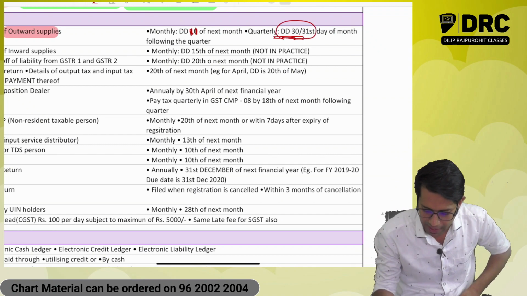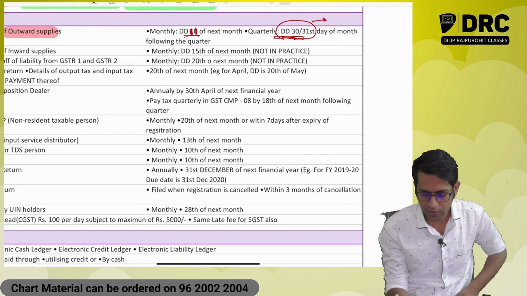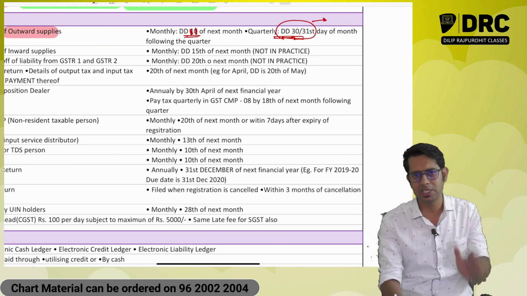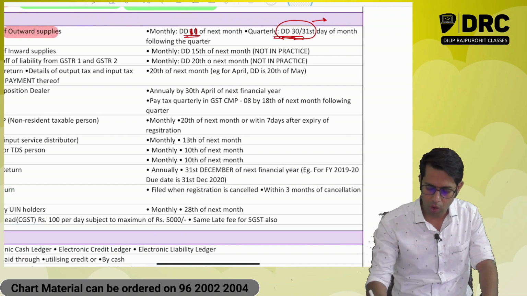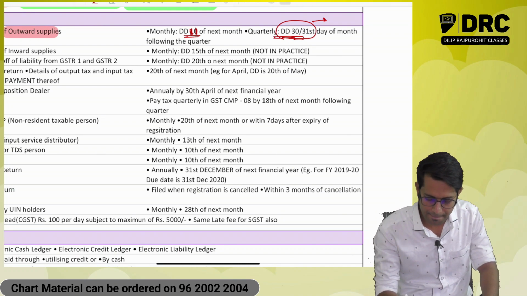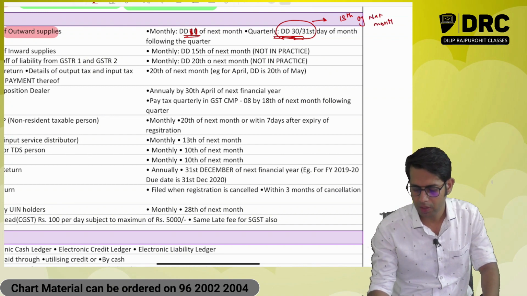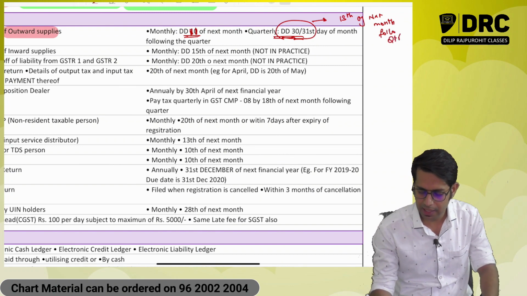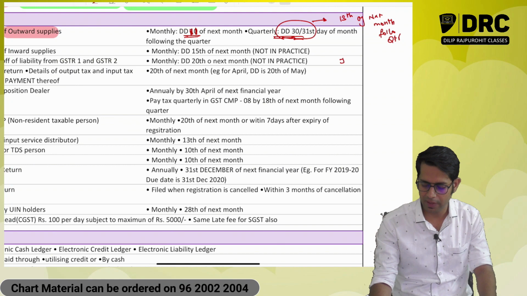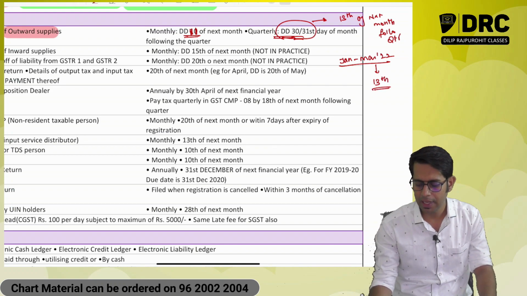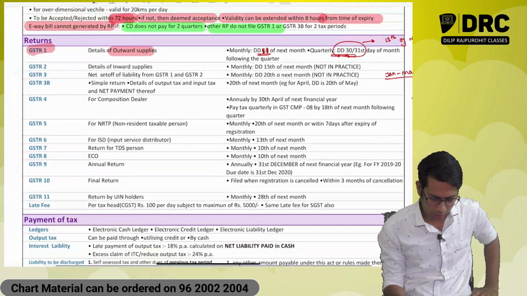Anyways, there is a change. Practically the due date is now the 11th of next month if you are opting for monthly basis. If you are opting for quarterly basis, it is 13th of next month following the quarter, not 31st. Meaning, if a person has opted for quarterly filing of GSTR1, for example, Jan to March 22 is a quarter. For this quarter, he is to file the return by 13th of next month following the quarter.